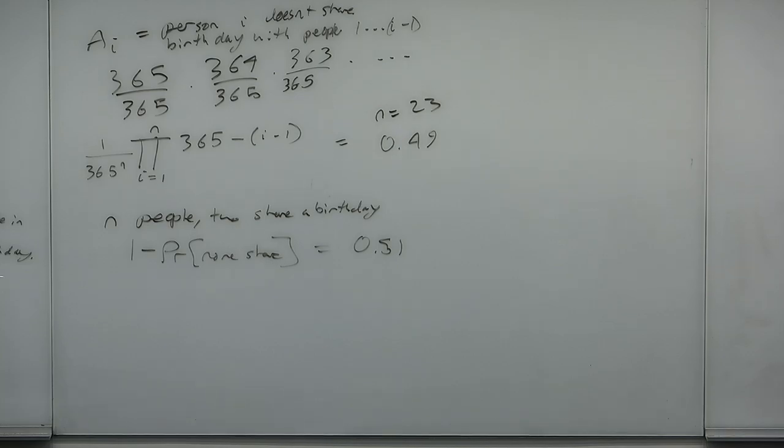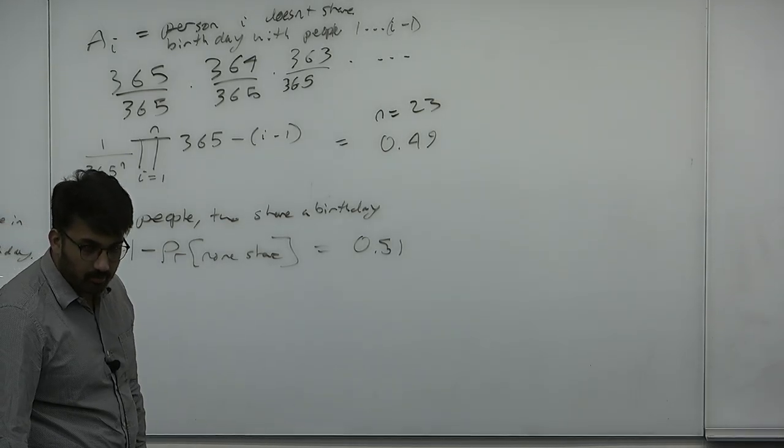Any questions on the birthday paradox? I have one more interesting example, and then we'll get on to payoff and expectation. Have you guys heard of the Monty Hall problem? Like a Vsauce understanding of this problem?